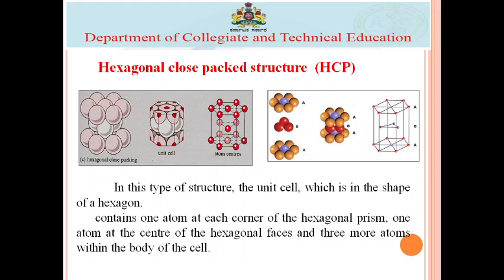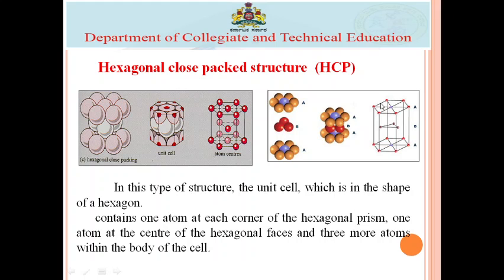So, hexagonal close packed structure, that is HCP. See here, the unit cell has the shape of the hexagon. In BCC and FCC, the unit cell has the shape of a cube. So, in this the unit cell has the shape of hexagon. How are the atoms arranged? Each corner of the hexagonal prism has 1 atom.